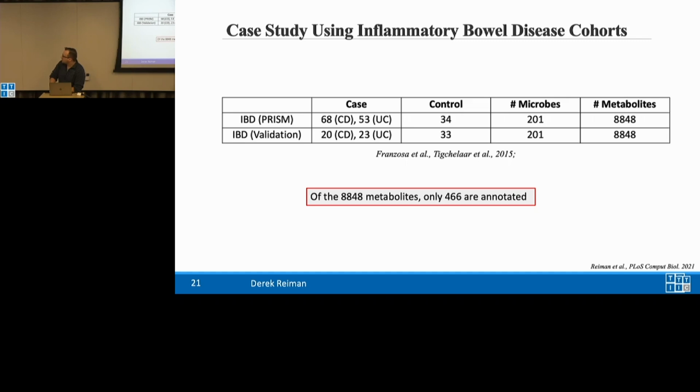So we'll do a case study. We look at IBD. This is a nice study because it has two different data sets. It's got PRISM, which is from Massachusetts General Hospital, as well as a validation set, which comes from the Netherlands. The nice thing is that both these data sets, even though they're demographically different, were sequenced by the Broad Institute, so there is no technological variation. All the variation is biological.